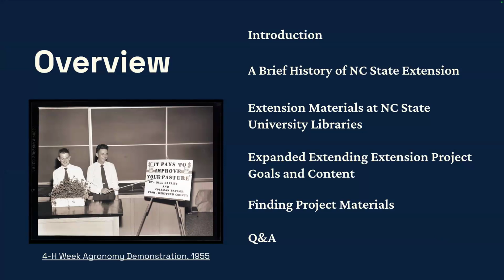I'll explain what extension is for those of you who may not be as familiar, go through some important events and a few of the many people involved in making agricultural and cooperative extension into what it is today, and a little bit about what extension looks like now. After that, I'm going to talk about the extension materials we have available at NC State and some of the past projects that have been done that paved the way for the 3X project.